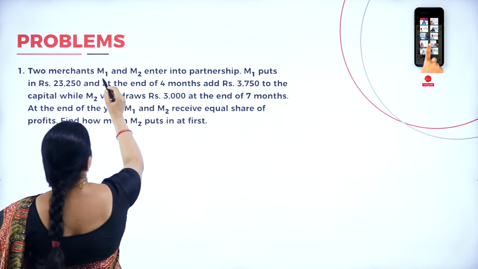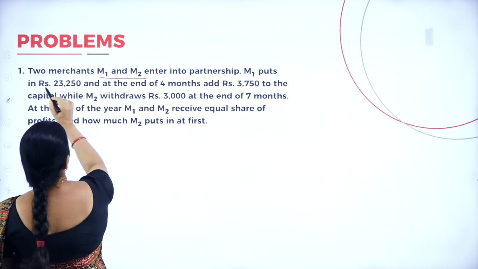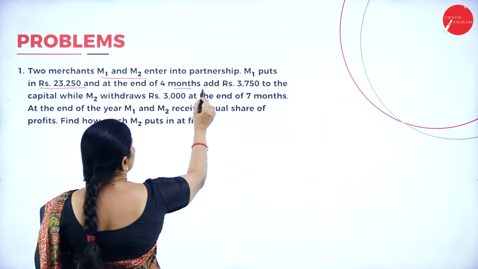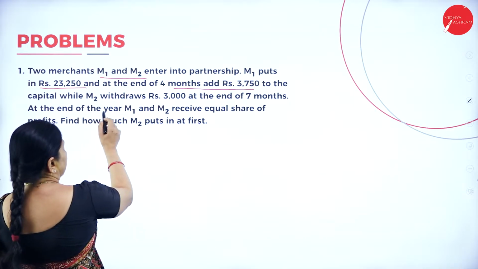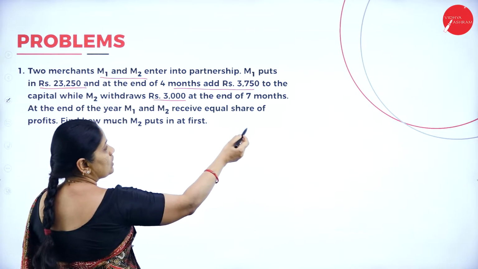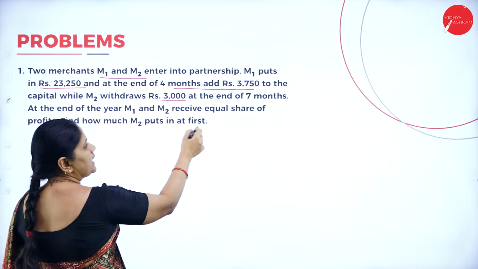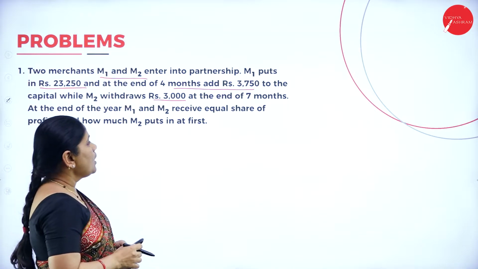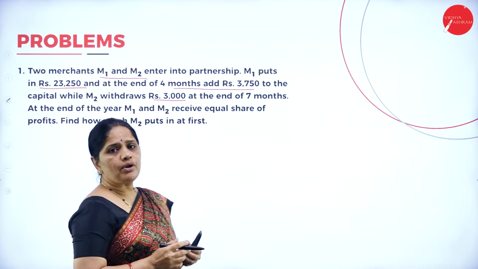Two merchants M1 and M2 enter into a partnership. M1 puts in rupees 23,250 and at the end of 4 months he adds 3,750 to the capital, while M2 withdraws rupees 3,000 at the end of 7 months. At the end of the year, M1 and M2 receive equal shares of profits. How much did M2 put in at first? So it is a problem.